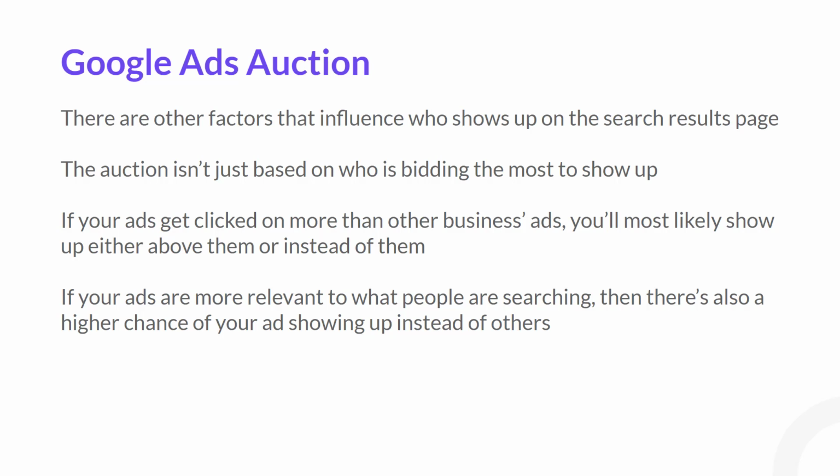So a couple little examples here. I'm not going to go into all of them, but if your ads are getting clicked on more than other businesses' ads, this is typically referred to as click-through rate, you'll most likely show up either above them or instead of that competitor. The long story short there is Google will most likely show your ad more if it's getting clicked on more. Also, if the ads that you write are more relevant to what people are searching, there's a higher chance of your ads showing up instead of other people's ads. You'll get more impressions, you'll get more clicks. So again, it's not just all about who is spending the most.